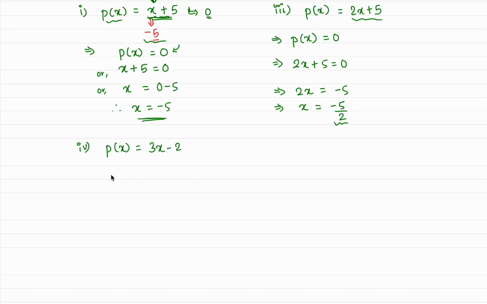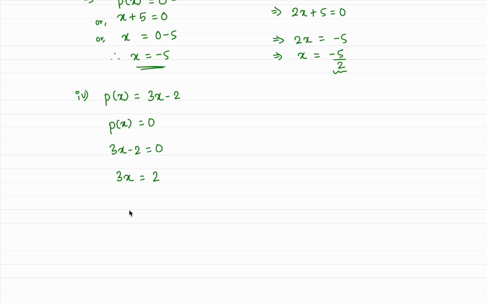So again, we have to equate this to 0. So p(x) equals 0, 3x minus 2 equals 0. Negative 2 becomes positive 2, right? And then you divide it by 3. So 2 by 3, and that's it, done. x equals 2 by 3. So 2 by 3 is the zero of question number 4, or this particular polynomial.